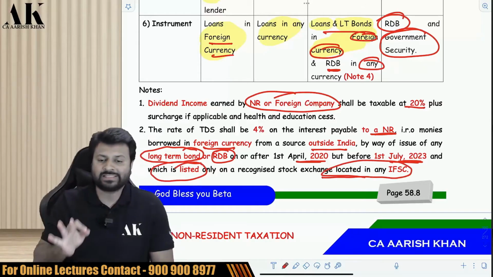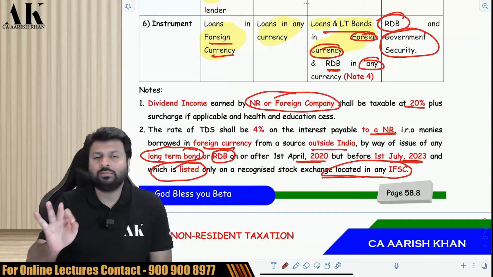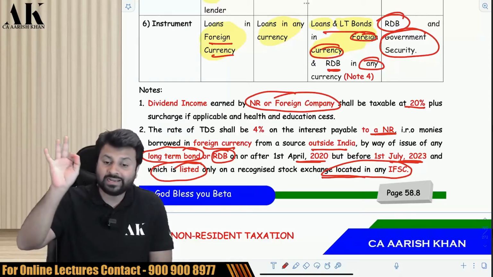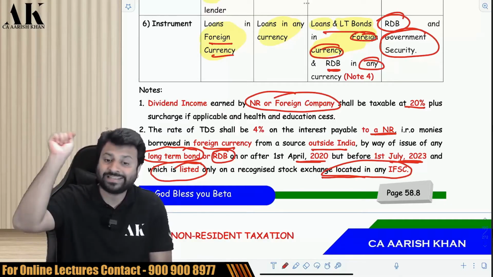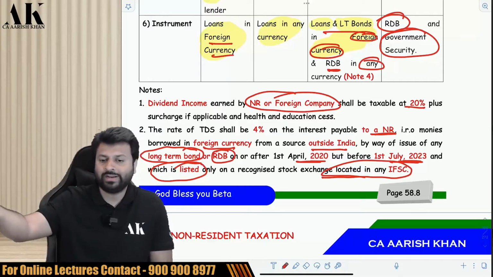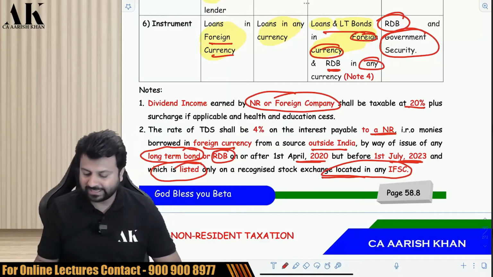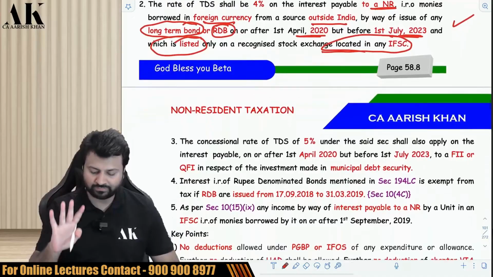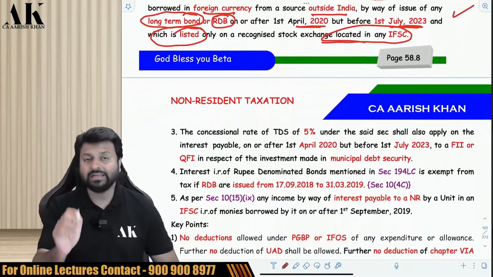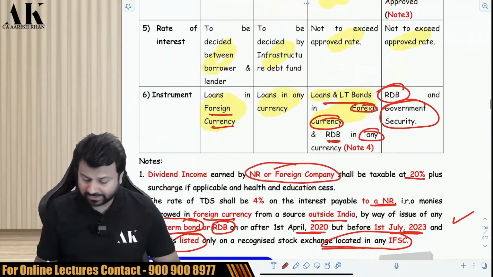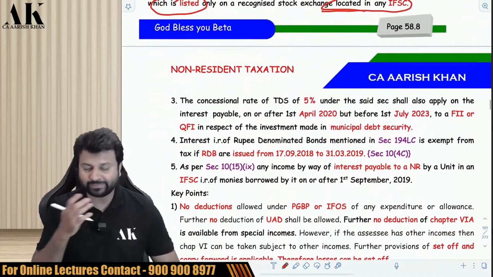So if a non-resident is buying these long-term bonds and rupee denominated bonds which are listed on a recognized stock exchange in IFSC, after 2020 but before July 2023, then the tax rate will be 4%. Okay, be very careful. Now apart from these two, there is one more security which is very recently added.